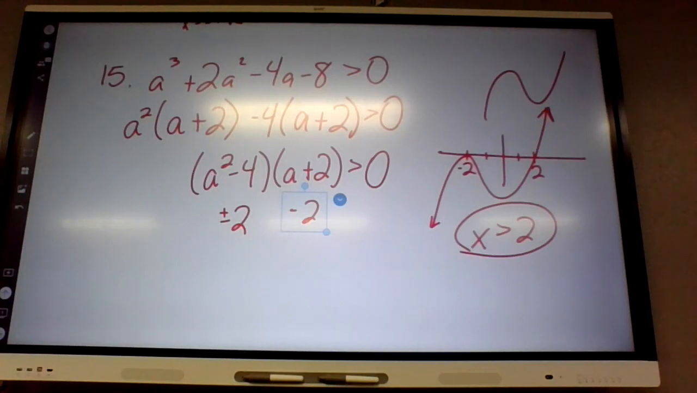For all the x values that are less than, the function is going to be up here. So you say x is less than.